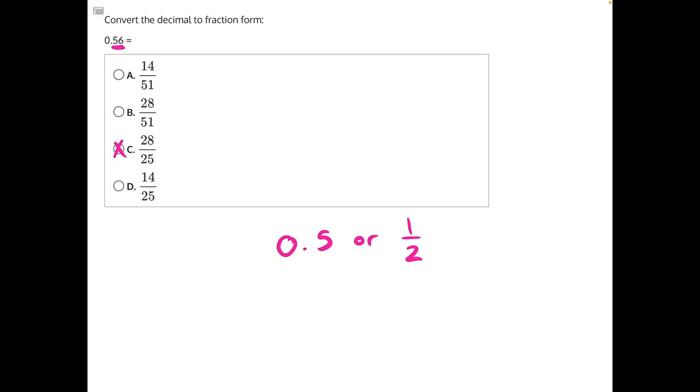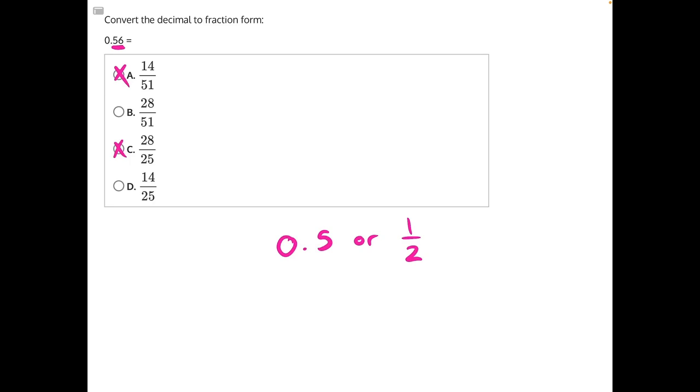Then if we look at answer choice A, if the denominator is 51, we need at least 25 in the numerator, but we do not. 25 is half of 51, approximately, and we have 14, which is less than that. So that means this fraction has no chance of being 0.56.